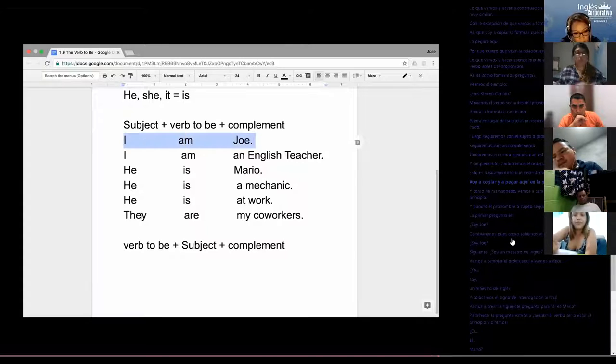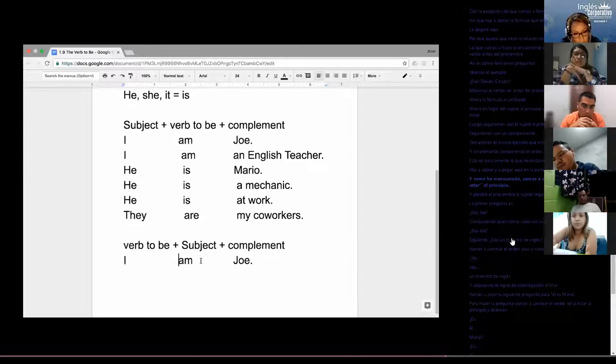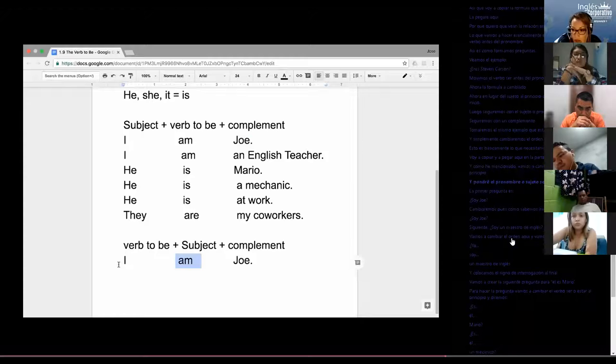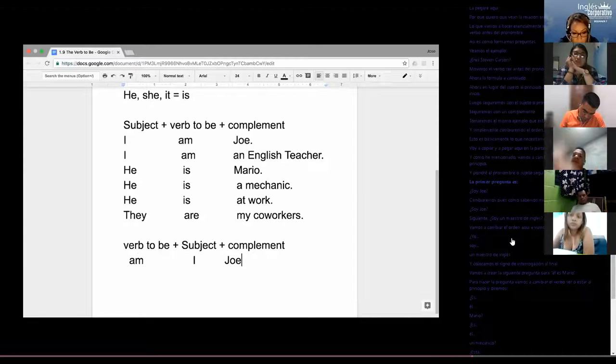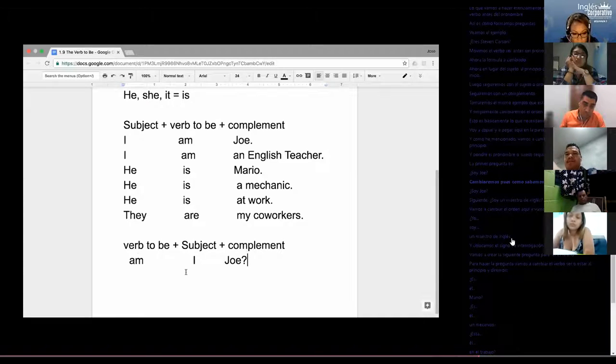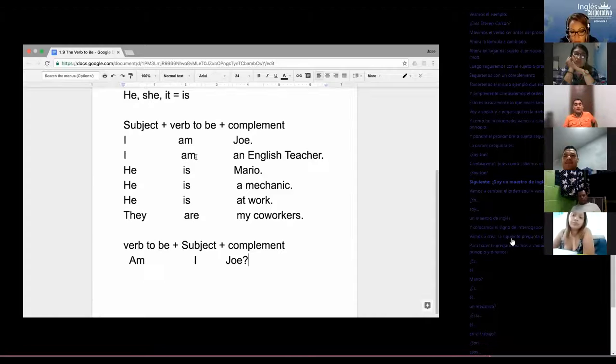So I'm going to copy this and I'm going to paste it here at the bottom. And as I mentioned, what we're going to do is change the verb to be to the beginning, and we're going to put the pronoun there. So let's look at that. This one changes here. And there we go. So the first question is, am I Joe? Yeah, obviously you need to change things like spelling at the beginning with capitals. Am I Joe?